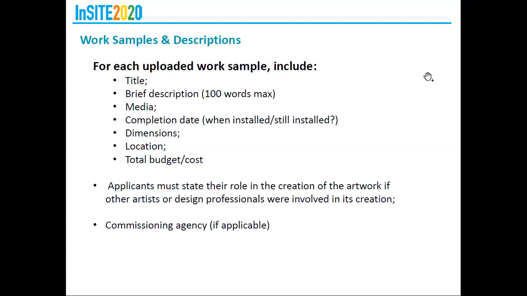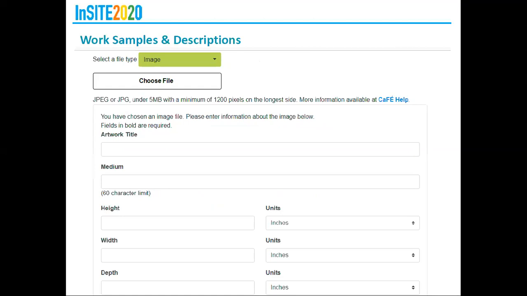For each uploaded work sample, you do have an opportunity to submit a description, and you should include the items below: the title, just a quick description. It says 100 words max. I would make that less if you can. The media, the date, and especially if it's still installed somewhere, the dimensions, location, and the total budget. The applicants must state their role in the creation of the artwork if other professionals were involved in the creation. So if you were just a partner in creating it, definitely explain that. And then if it was commissioned by another agency, definitely put that in there.